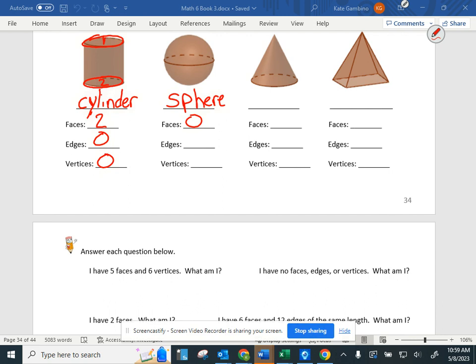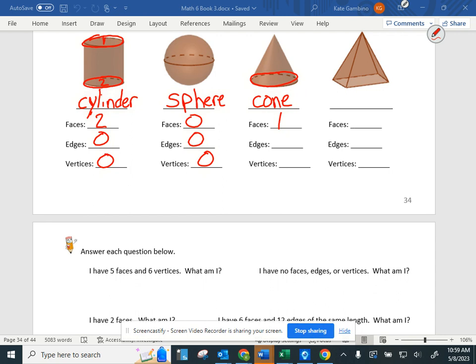Matthew? How many vertices does it have, Nolan? 0. What is our next shape? Aiden. A cone. It is a cone. How many faces does a cone have? Ethan? 1. 1, just on the bottom there.